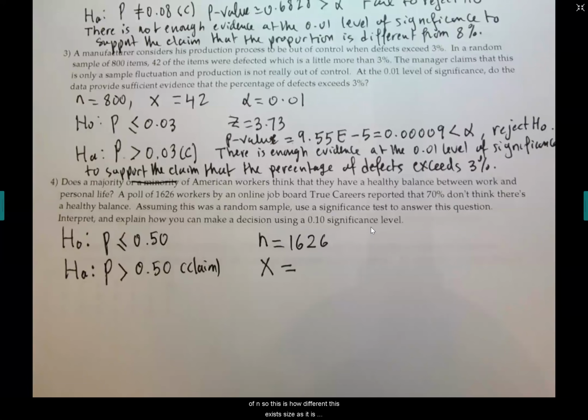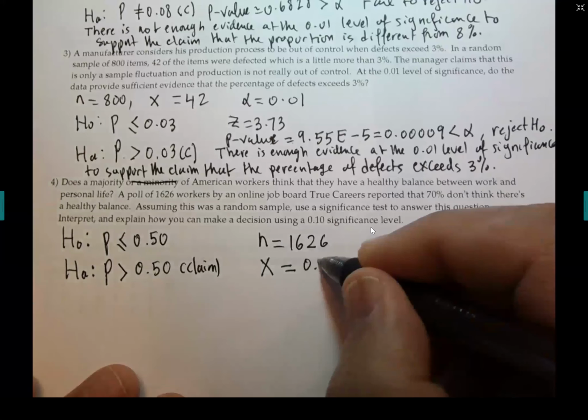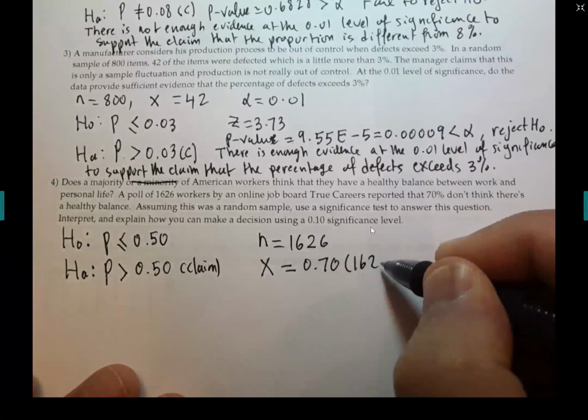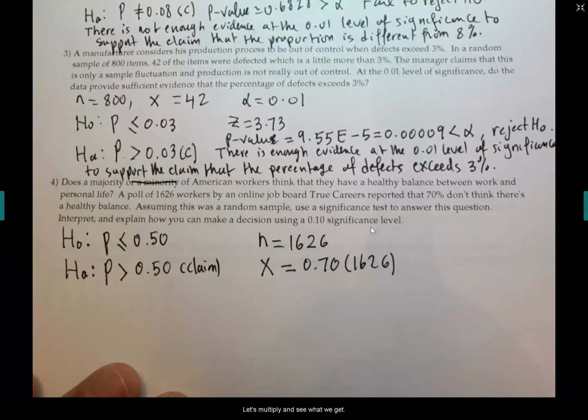So this is how different this exercise is. It is different from other exercises. I didn't give you X directly. I gave you a percentage of the sample. So look what you do to find X. You just do 0.70 times 1626. Let's multiply and see what we get.